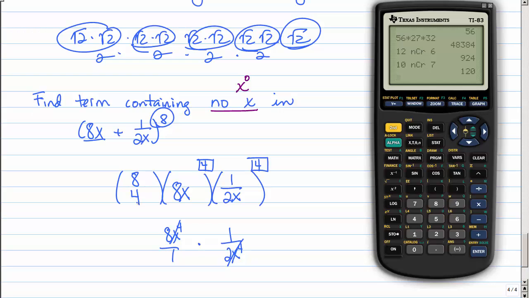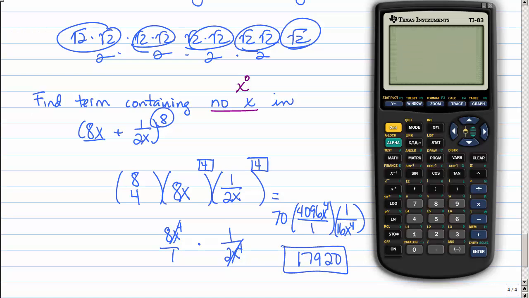And again, if you were to multiply all that out, you're going to get 70 times 4096 x to the 4th over, well, 1 over 16 x to the 4th. So that's going to be division there. The x's would cancel out, and that's the term containing no x's.